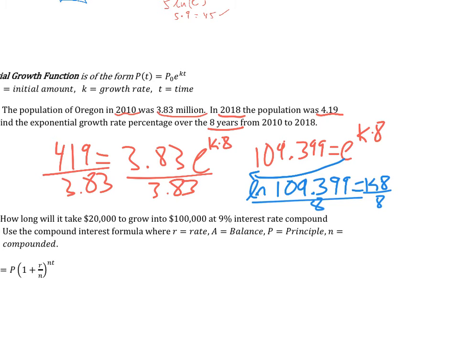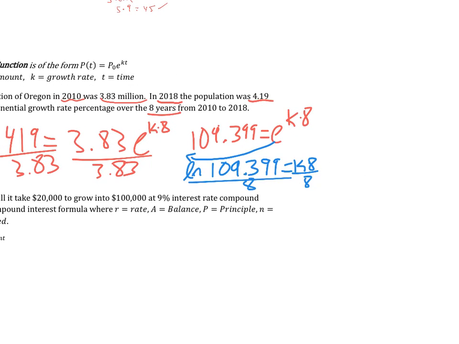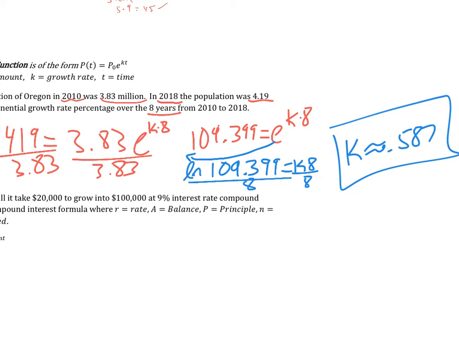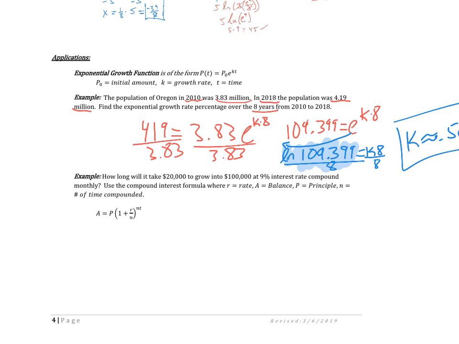And we got 0.586, it looks like 0.587. So k is about 0.587 after you divide this stuff here. All right, so that's exponential growth.